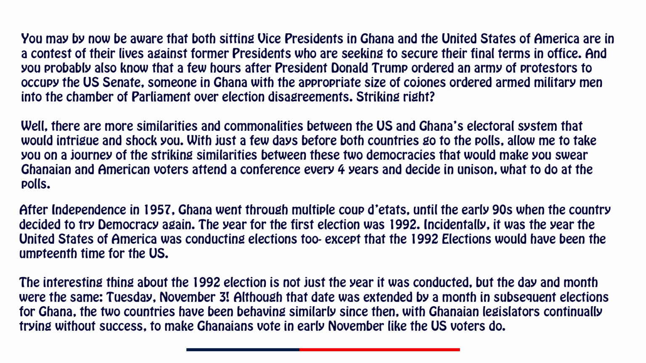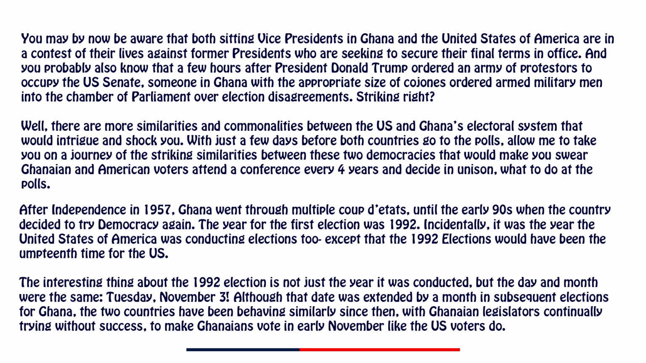So, after independence in 1957, Ghana went through multiple coups d'etat until the early 90s when the country decided to try democracy again. The year for the first election was 1992. Incidentally, it was the year the United States of America was conducting elections too, except that the 1992 elections would have been the umpteenth time for the US.